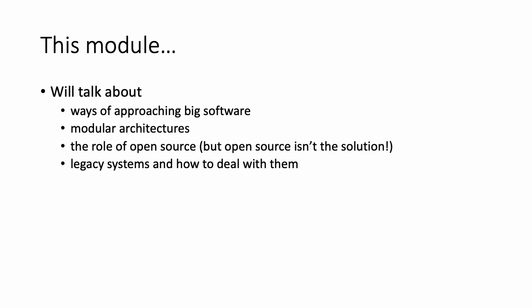So we're going to talk a little bit about how you deal with big software. Architecture isn't all that important if you're talking about some little toy thing you're going to build. It really becomes important when you've got big, expensive stuff with maybe tens of thousands or hundreds of thousands of lines of code. We're going to talk about modular architectures. We're going to talk about the role of open source, but if you recall from our open source module, that's not the solution. In fact, you can get some of the same problems with open source that you'd have with proprietary software if you don't think about architecture. Very importantly, we're going to talk about legacy systems and how to deal with them, and what a legacy system actually is. Sometimes they're the skeleton in the closet that you really don't want to talk about, but you've got to live with it.